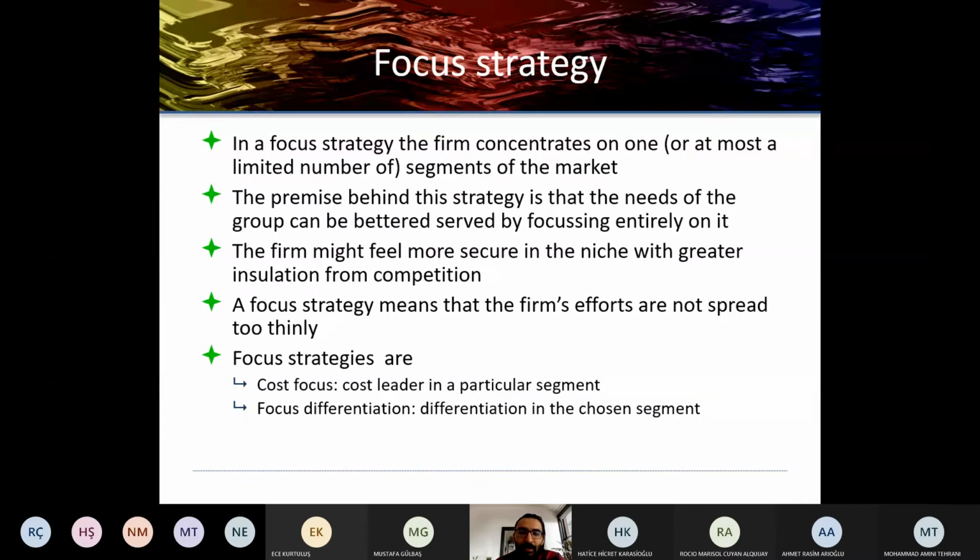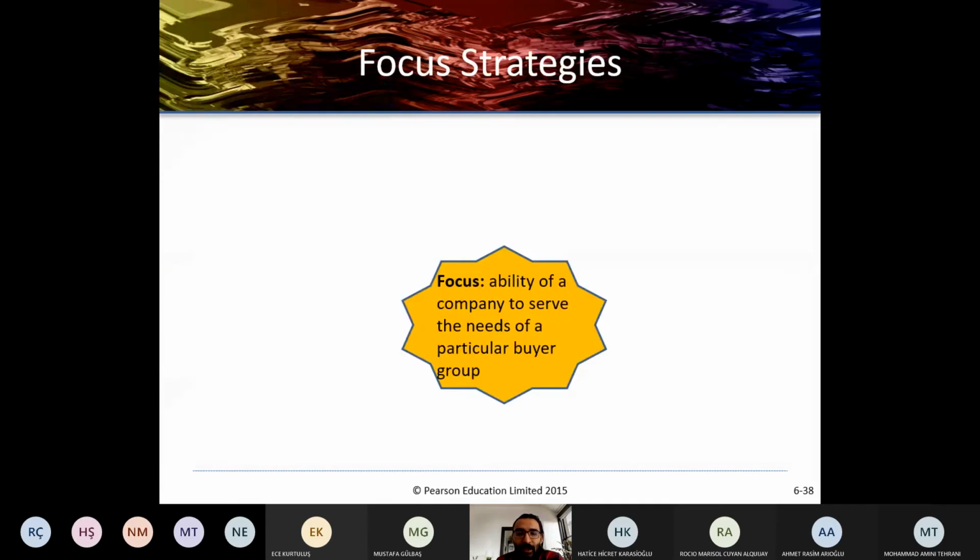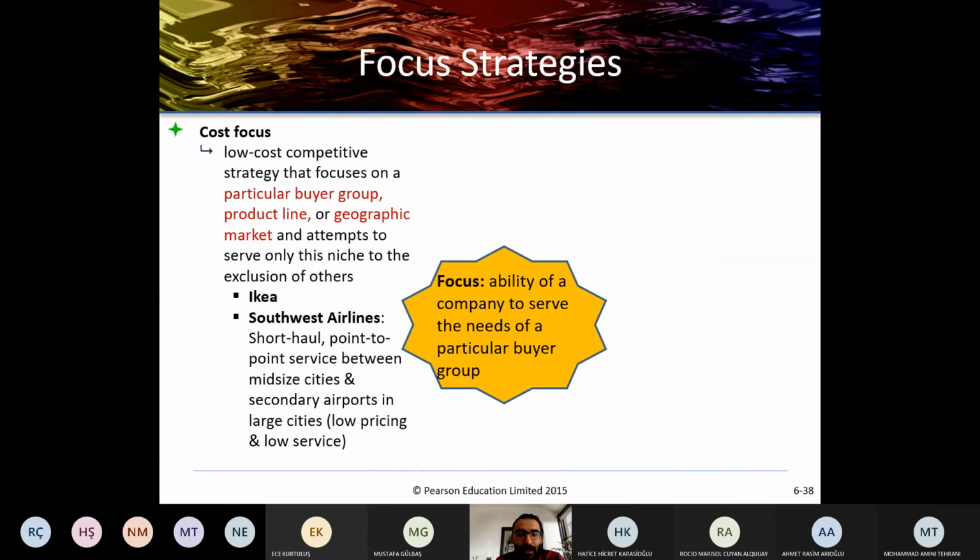Okay, and in this way, when you focus on specific groups' needs, you can produce products satisfying their specific needs. Okay, so it requires, of course, identification of a target group, knowing their needs, and then producing the products as they need, and a decision on whether you apply a cost leadership strategy or a differentiation strategy. So cost focus, okay, a particular buyer group, product line, or geographic market you can focus on.